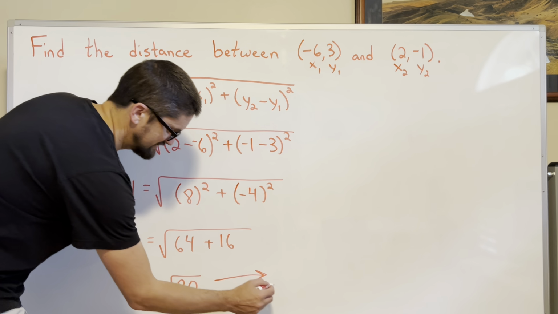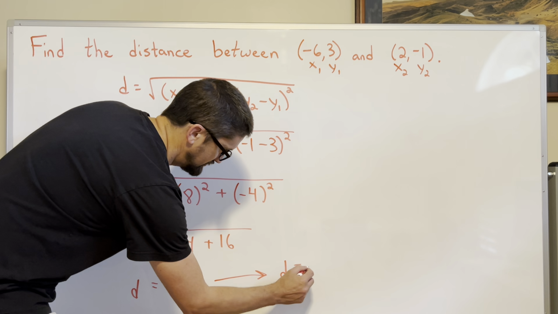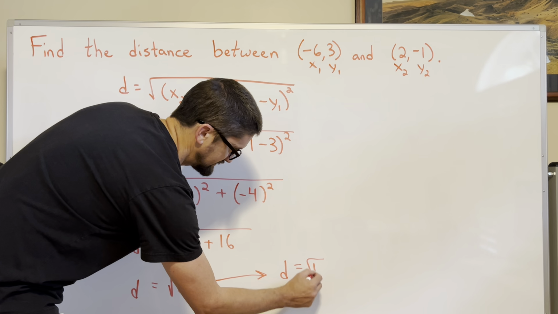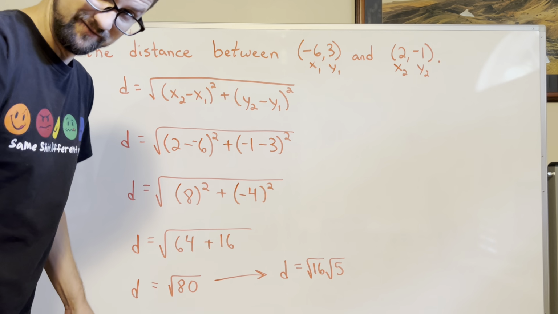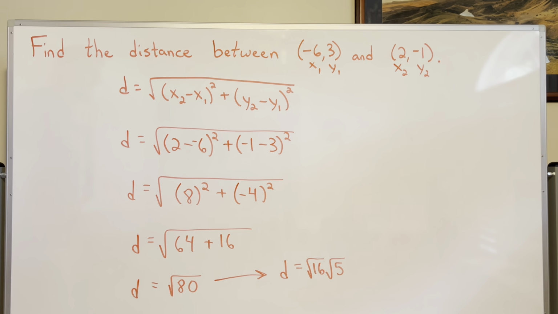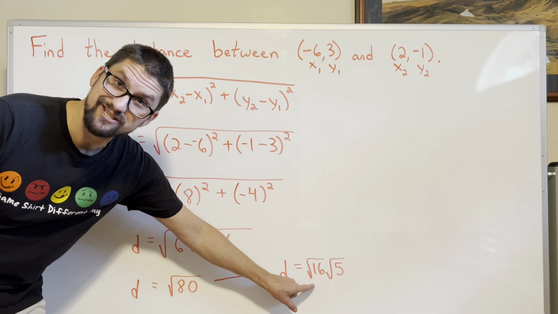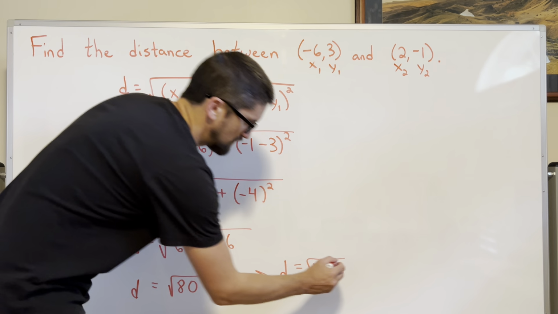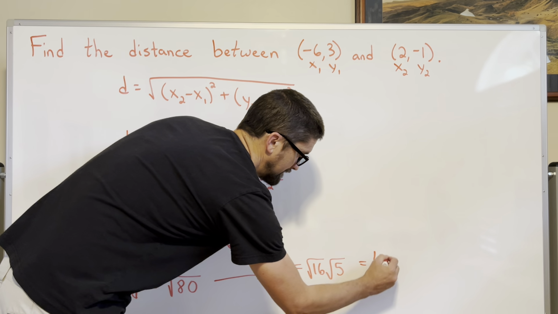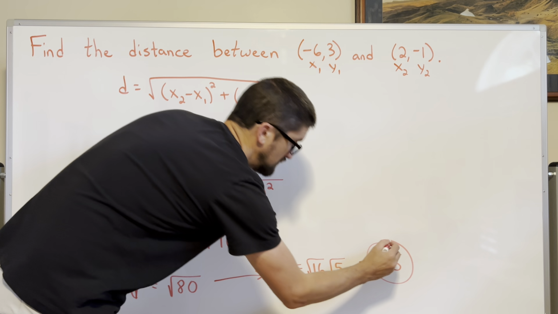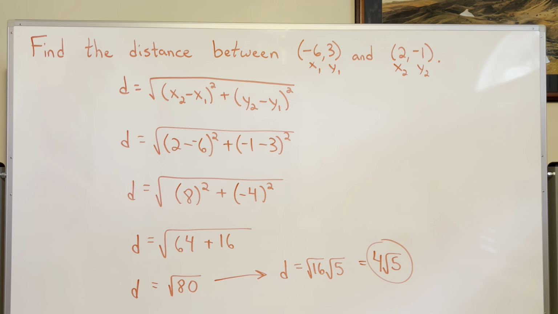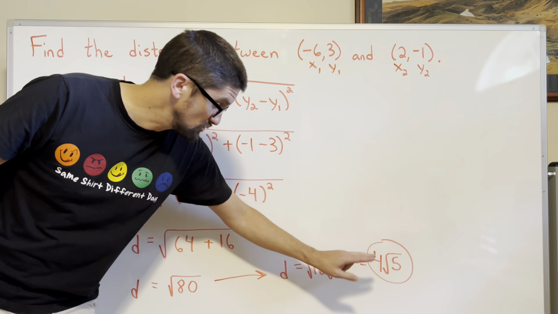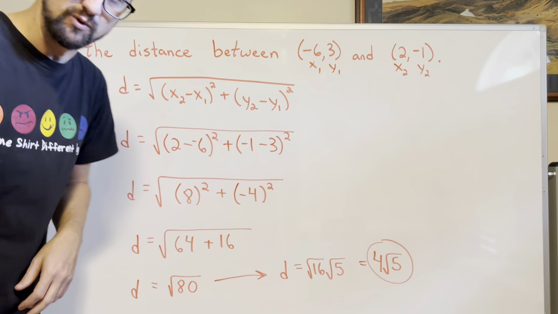So we can break this up into square root of 16 times the square root of 5, because 16 times 5 is 80. And we did that because square root of 16 can now be written as 4. So if the question asked for the distance to be simplified, but to keep your answer with radicals, it's going to be 4 times the square root of 5.